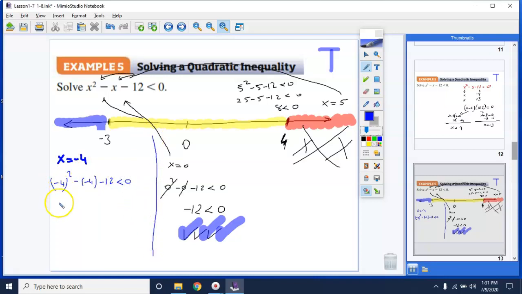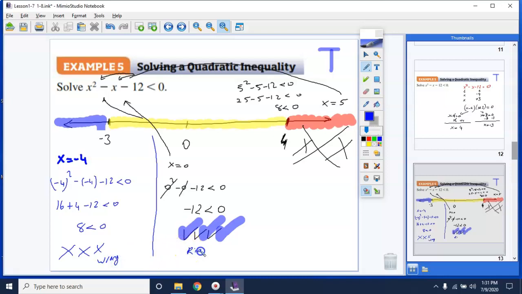Negative 4 squared is 16. Here, negative makes positive, so 4 minus 12. Is it less than 0? 20 minus 12 is 8. Is 8 less than 0? As you're seeing, that's wrong as well, right?